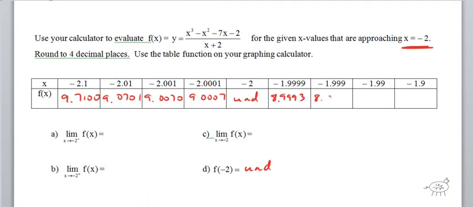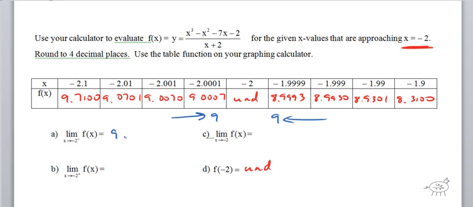So this is going to be 8.9993, and this is 8.9930, and this is 8.9301, and this is 8.3100. Okay, so you can see what's going on here, math fans. You're at negative 1.9, which is close, and negative 1.99, which is even closer, and then negative 1.999, and then 1.9999. You're getting closer and closer: 8.3, 8.93, 8.9930, 8.9993. We're getting closer and closer to 9. So if I approach from this side, I'm approaching 9, and if I approach from the other side, I'm approaching 9. So let me write these in.